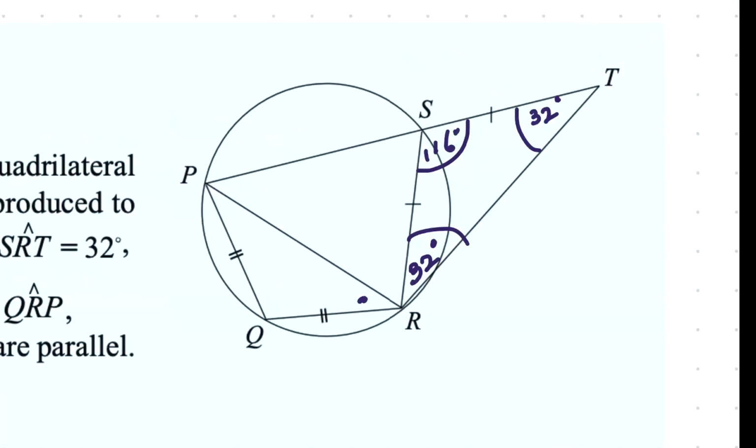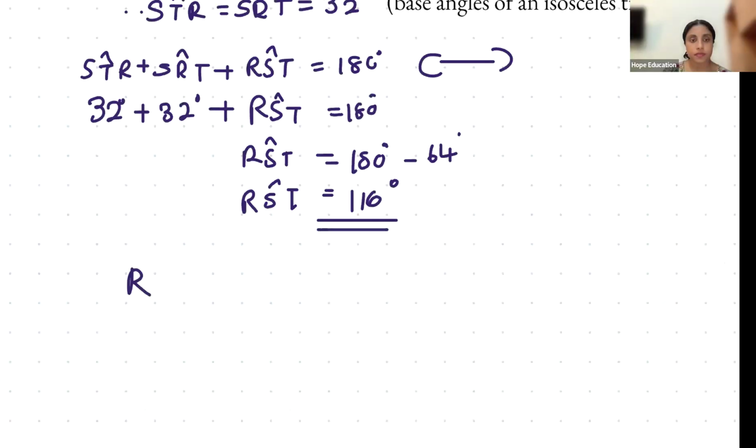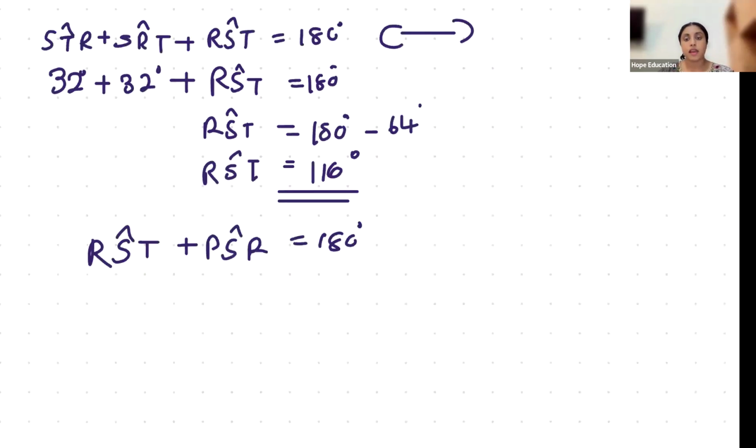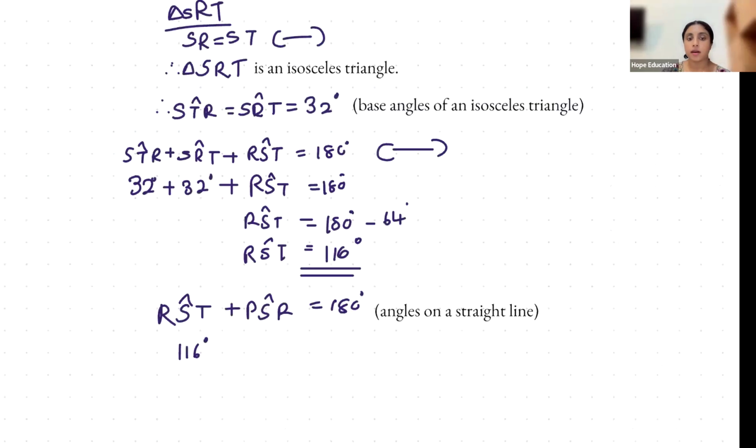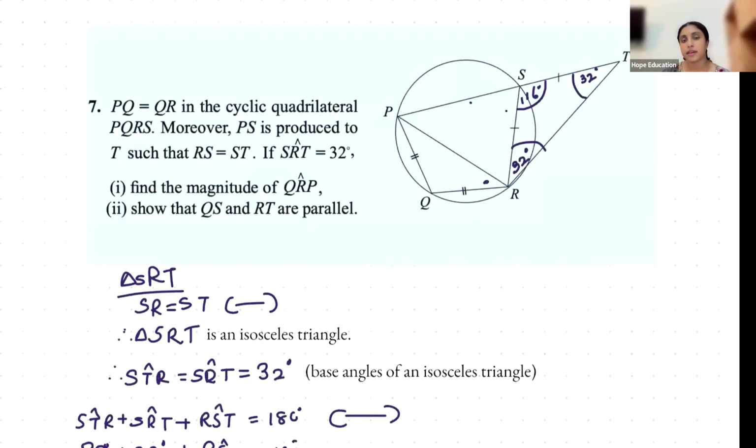Since you know RST, now you can find PSR also because they are angles on a straight line. So RST plus PSR equals 180. Reason is angles on a straight line. But there is a way to get it directly without doing this. Angles on a straight line seems a bit unnecessary. I'm trying to find this angle, but can I take it directly without finding that one?